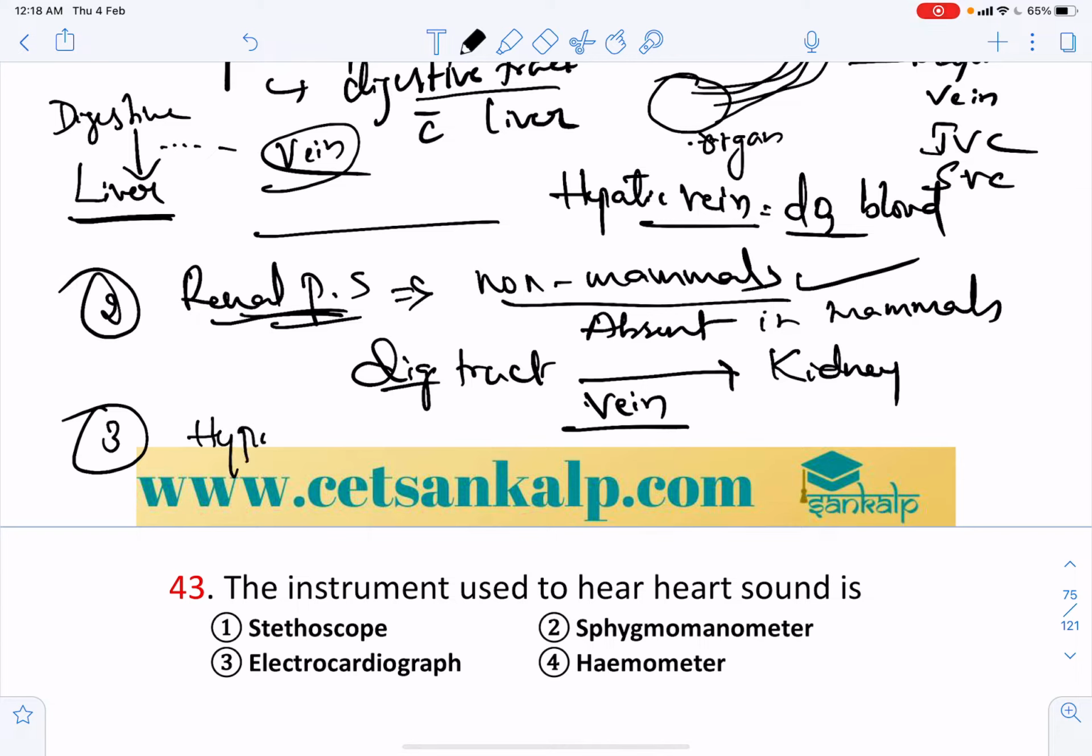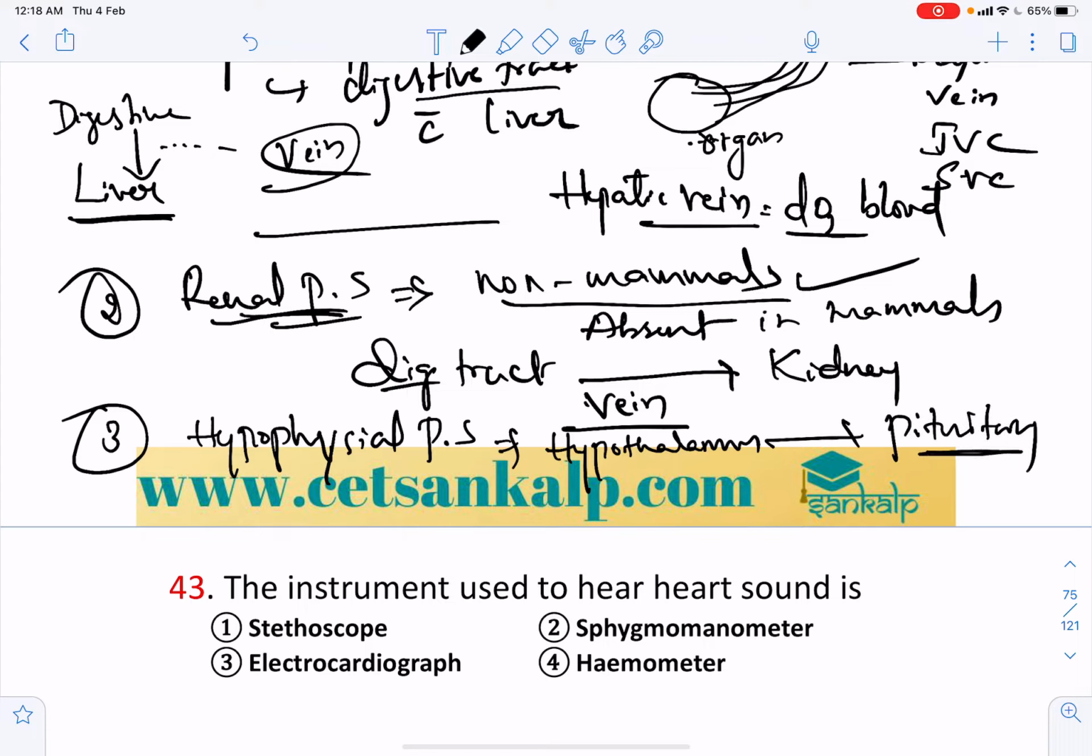Just I will mention this, the hypophyseal portal system. That is the connection between the hypothalamus and the pituitary. It is a vein which extends from the hypothalamus to the pituitary. Mainly, keep in mind that it is connected to the anterior pituitary. We'll discuss this in neural control and coordination.